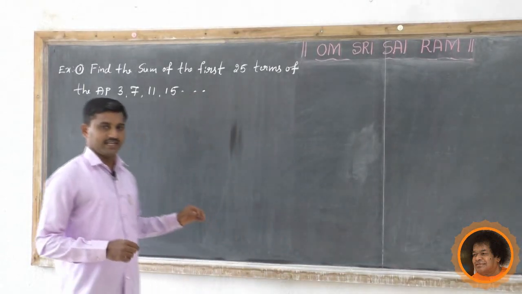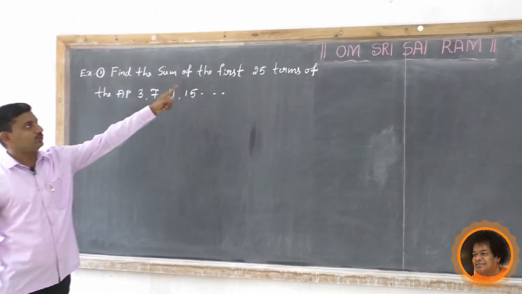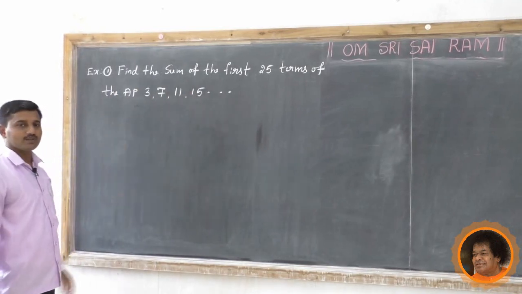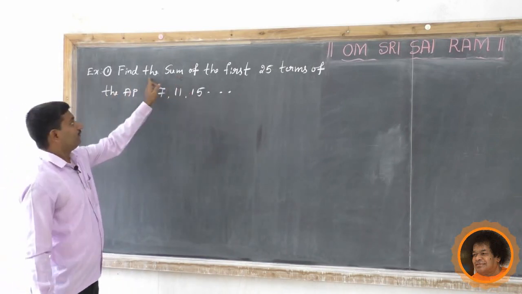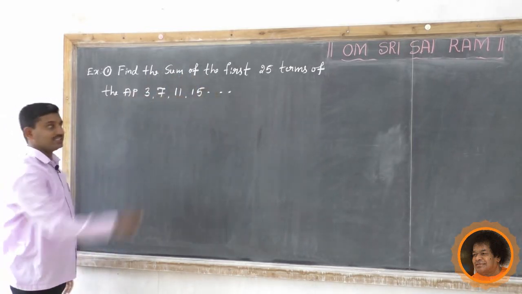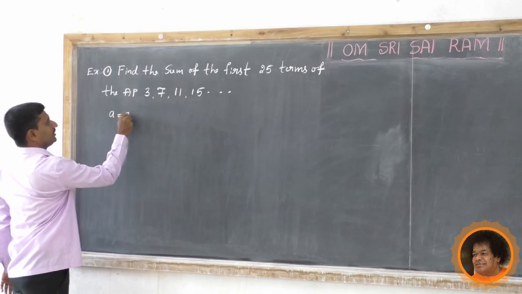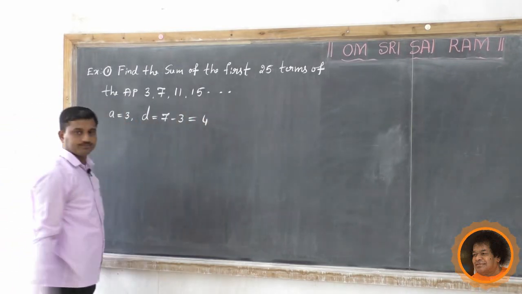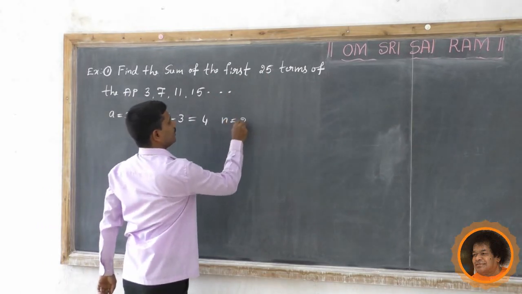Next we pass on to the examples. So look at the first example. Find the sum of the first 25 terms of the AP 3, 7, 11, 15, and so on. What is the question given? Find the sum. Sum means the Sn formula. So 3, 7, 11, 15 are in AP, no doubt, because the difference between a term and its preceding term is a constant. So what is the first term? a is equal to 3, and the common difference d is equal to 7 - 3, that is equal to 4. Find the sum of the first 25 terms, that is n. So n is equal to 25.